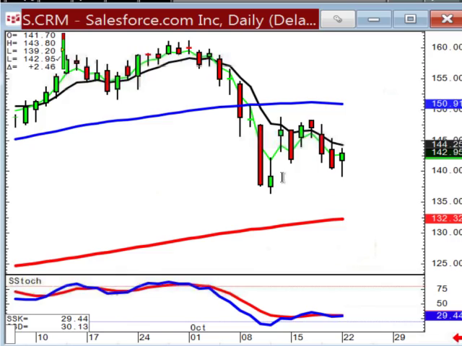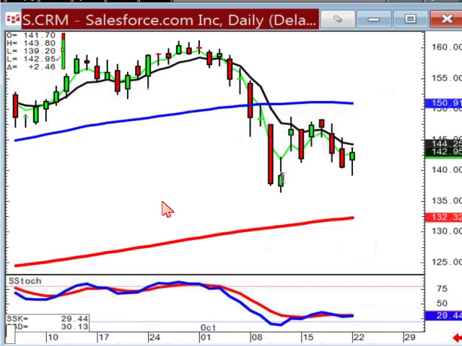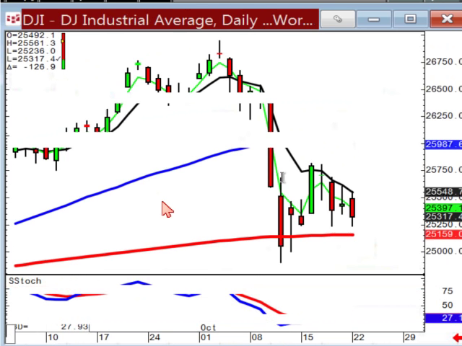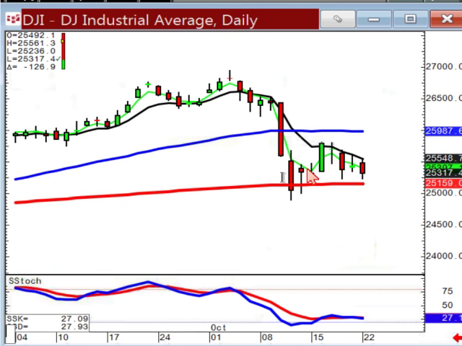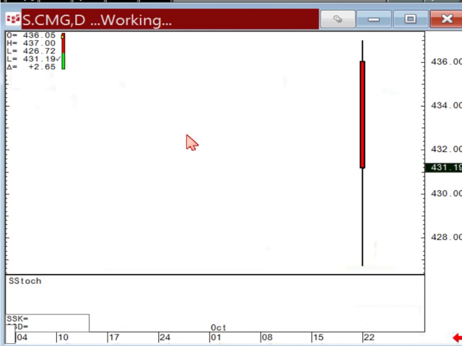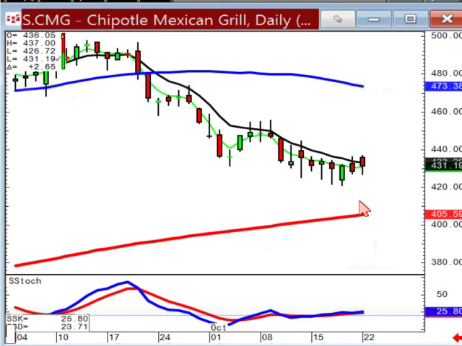Okay, everybody, we're still in kind of a bearish market, which a lot of people are saying, oh man, this is bad. It's not bad. If you started shorting stocks up here, maybe covering them and re-shorting them here. All right, last one, Chipotle. That's just not a good looking chart at all.